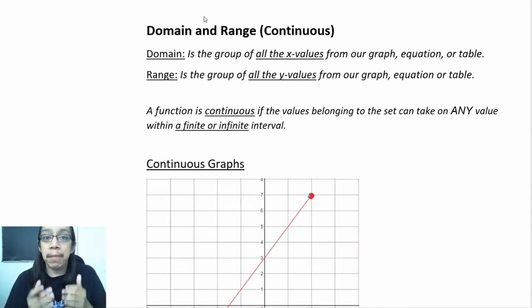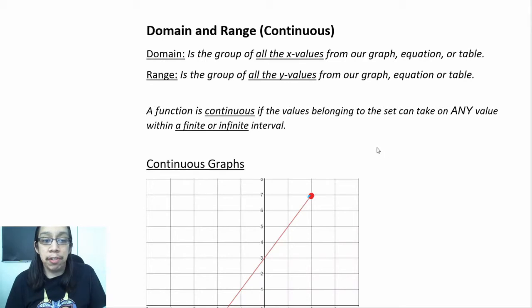Now, is the way that we're going to be writing the domain and range for these continuous graphs the same for the discrete graphs? Absolutely not. It's going to have its own special way of writing it. And there's a lot of ways that you can write it. But the way that we're going to be talking about in this course is going to be something that we call interval notation. Check this out.